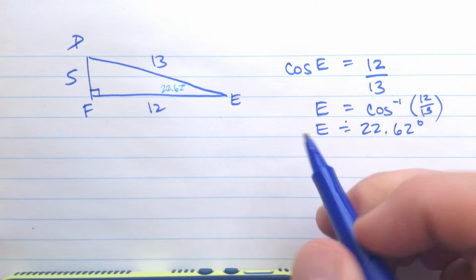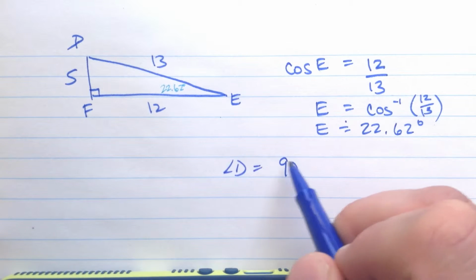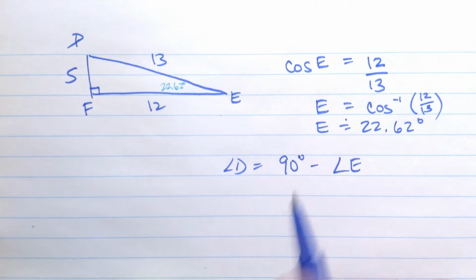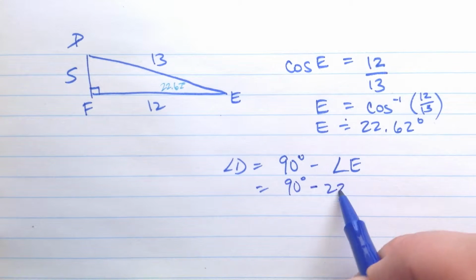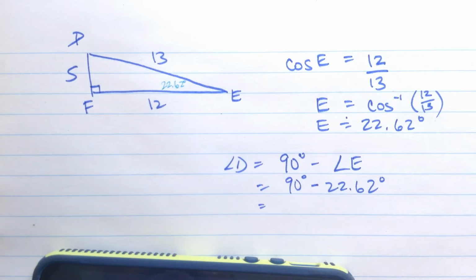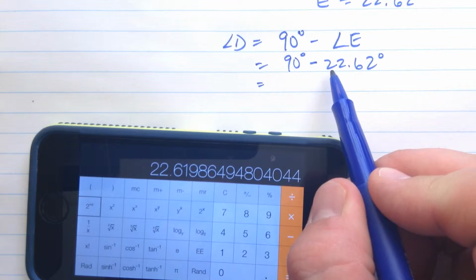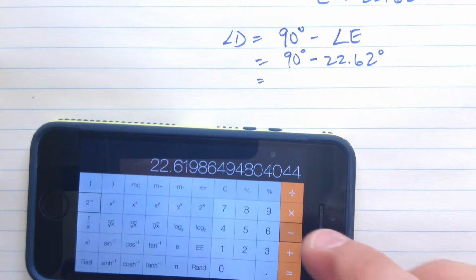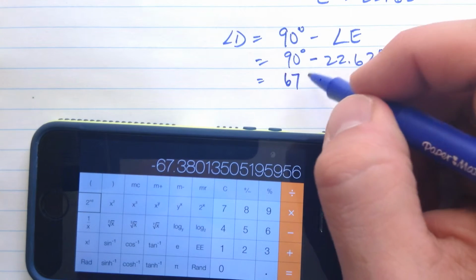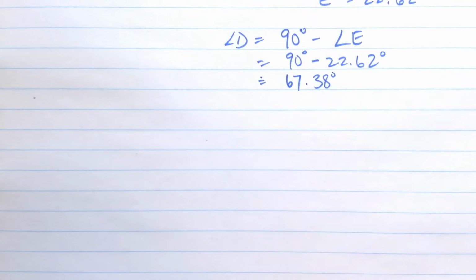And now I'll be cleverer, and I'll notice that angle D is 90 degrees minus angle E. That is, it's 90 degrees minus 22.62 degrees. And you know, this is the kind of place where it's pretty easy to be off by one, making a little mistake here, because this is a little less than 70. So I always hit minus 90. I'm going to get a negative number there, but it's the positive version. 67.38 degrees, approximately. Okay? All right, those are pretty nice.